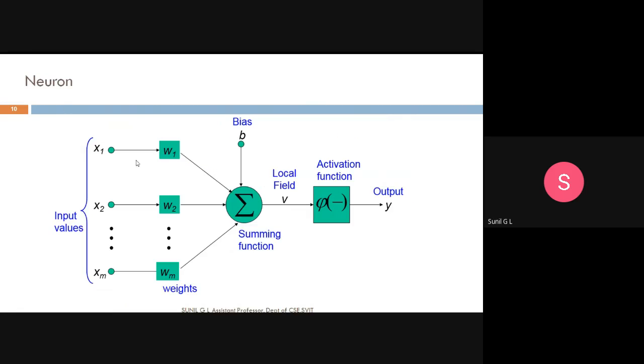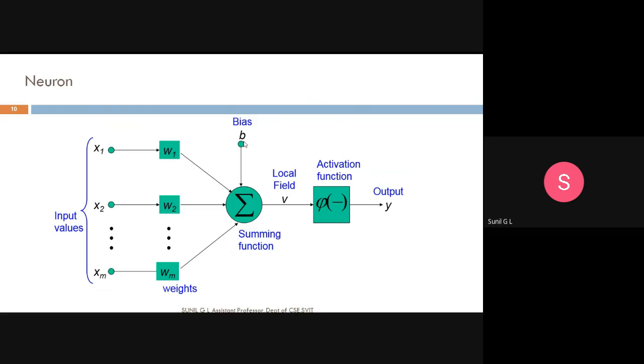Okay, so this is the neuron. These are the inputs. We'll have n number of inputs, from x1 to xn, and each one has a corresponding weight. Here we multiply x1 by w1, and we sum those products. After that, we add the bias.